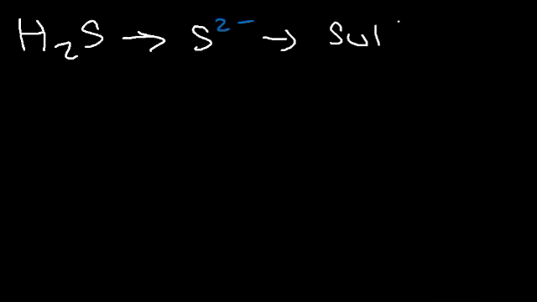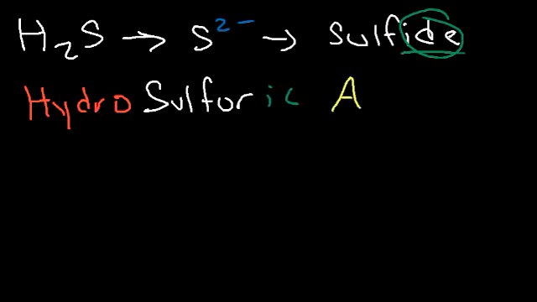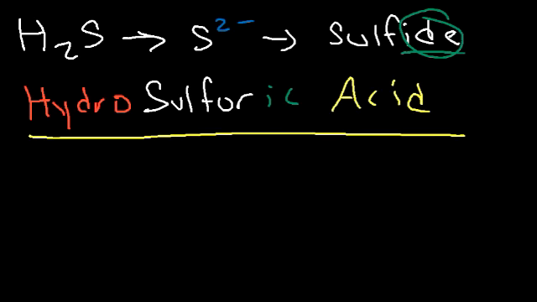Now what about H2S? S2 minus is a monatomic ion, and it's called sulfide. So it has the IDE suffix. Before we write the element sulfur, we need to put the prefix hydro, and then let's write the element sulfur, and then let's replace ide with the suffix ic, and then let's add the word acid. So this is called hydrosulfuric acid.